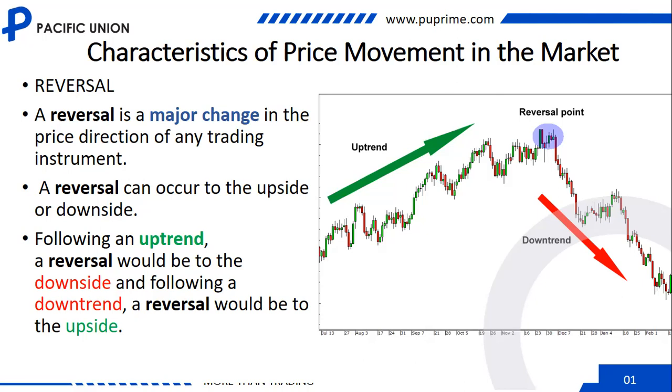A reversal can occur to either the upside or the downside. So we need to know when the trend is over and when the trend has a tendency to change. There are certain things that we need to look out for. Although today we are going to talk about support and resistance, I want to branch through what reversal is so that we can have a better understanding about trading.